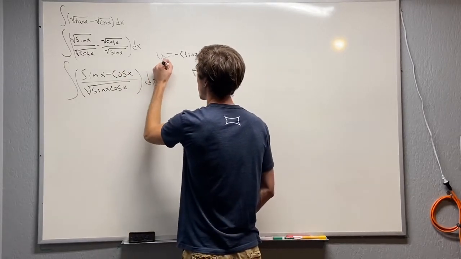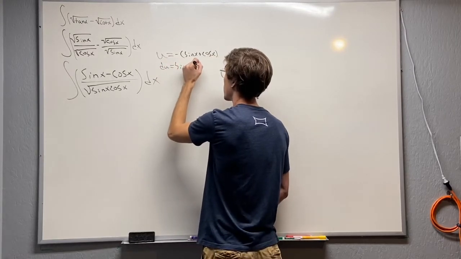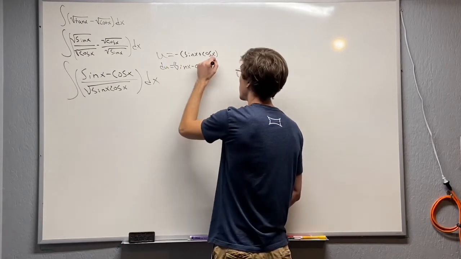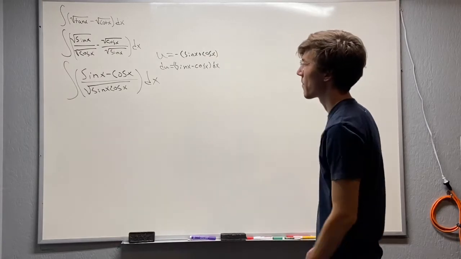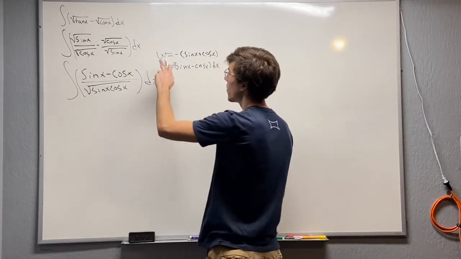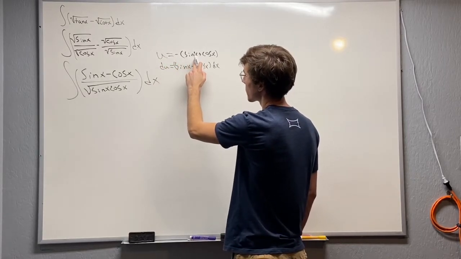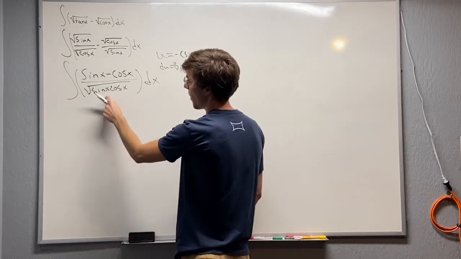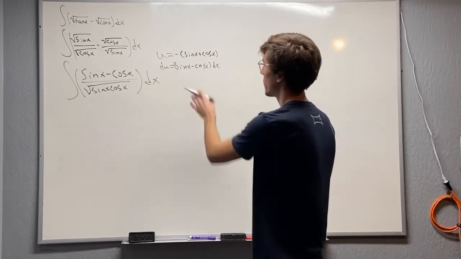The du here is equal to the sine of x minus the cosine of x dx. And that's what you're going to get if you take the derivative of that. So the next part that's kind of tricky about this is we're going to need to rearrange these to be this.